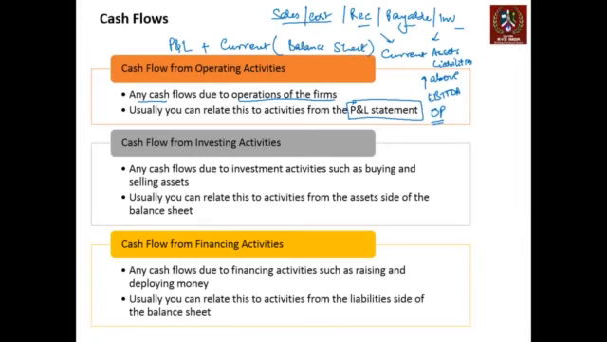And let's look at cash flow from investing activities. These are any cash flows due to investment activities such as buying or selling assets. Usually, you can relate this to all the non-current assets. Asset side of the balance sheet, right? That's where all your investments, all your fixed assets, movement in fixed assets, etc. would come in. Usually you can relate it to all the asset side of the balance sheet, and within that the non-current assets portion of it. Current assets are included in cash from operating activities, right?